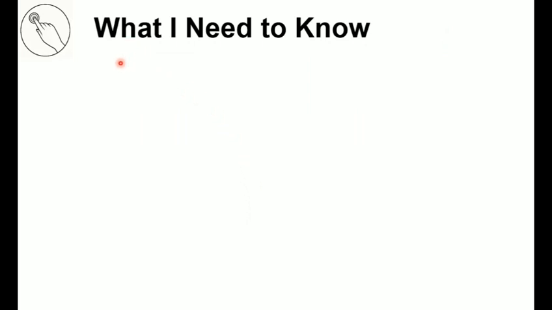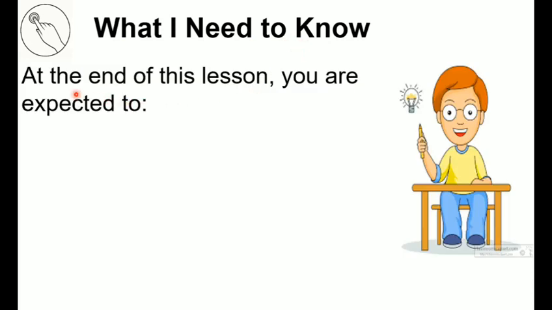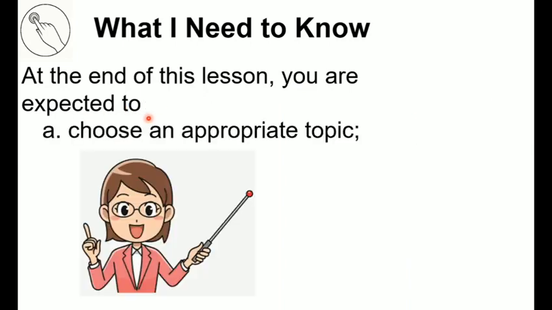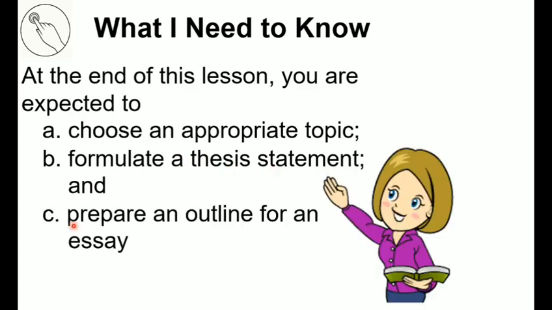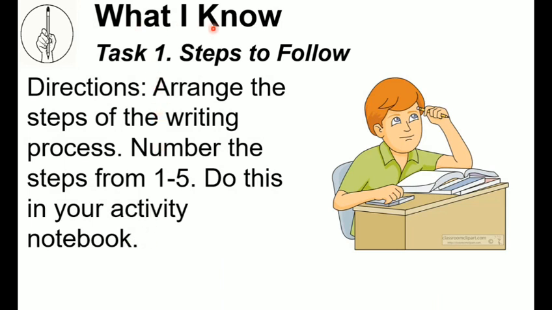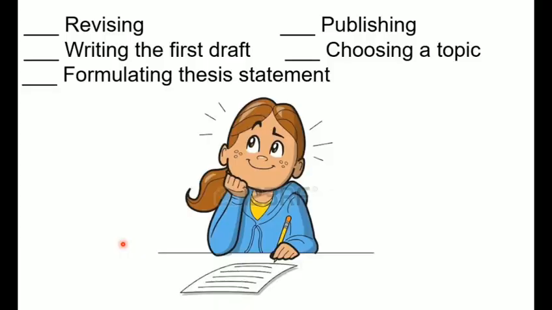In your module, under What I Need to Know, it says like this: at the end of this lesson, you are expected to choose an appropriate topic, formulate a thesis statement, and prepare an outline for an essay. Under What I Know also in your module, under task number 1, steps to follow. Here is the direction. Arrange the steps of the writing process, number the steps from 1 to 5, and do this in your activity notebook.